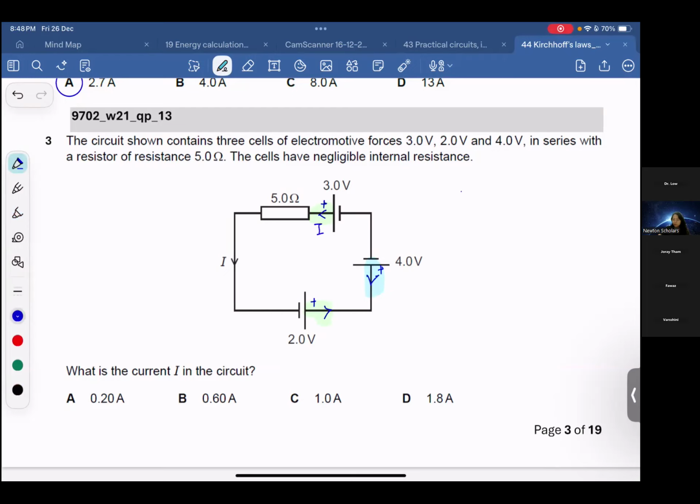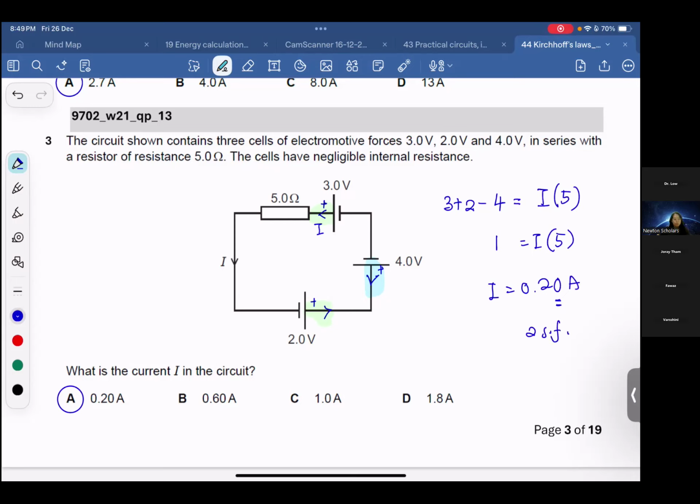So your total EMF here is actually 3 plus 2 minus 4. Because 3 plus 2 is 5, it's bigger. So we're using 3 plus 2 minus 4 equals your voltage across the 5 ohm. So it's 1 equals 5I. So I is 0.20 ampere. Answer is A. Okay, if in your paper 2, do not write 0.2 ampere. It's 0.20 ampere, two significant figures.